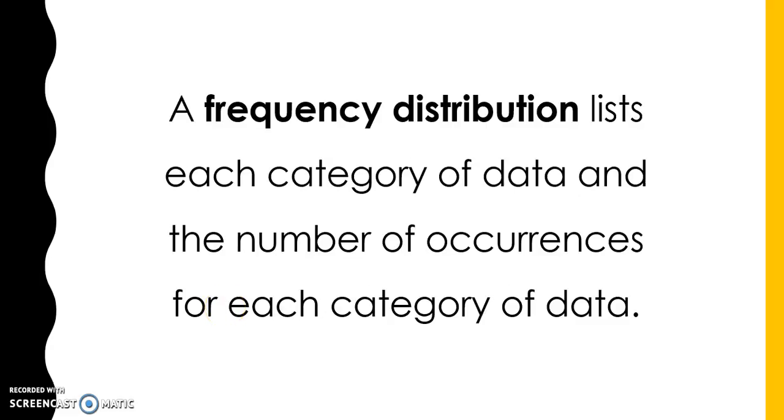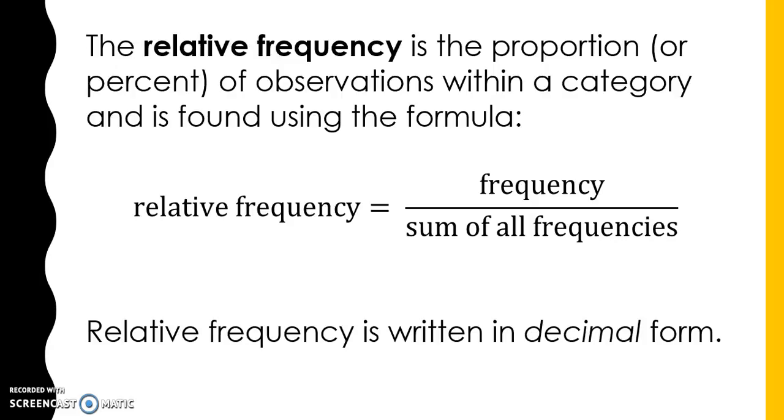One way we can organize our data is by creating a frequency distribution, which lists each category of data and the number of occurrences for each category of data. Then from there, we can go on to construct a relative frequency distribution. So what is relative frequency? It is the frequency divided by the sum of all frequencies, and we write that in decimal form.